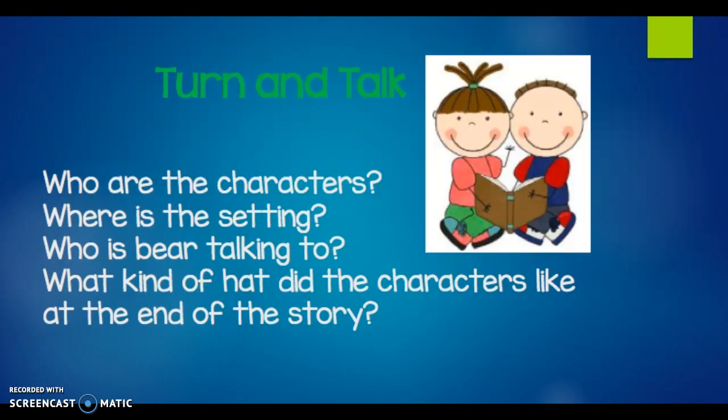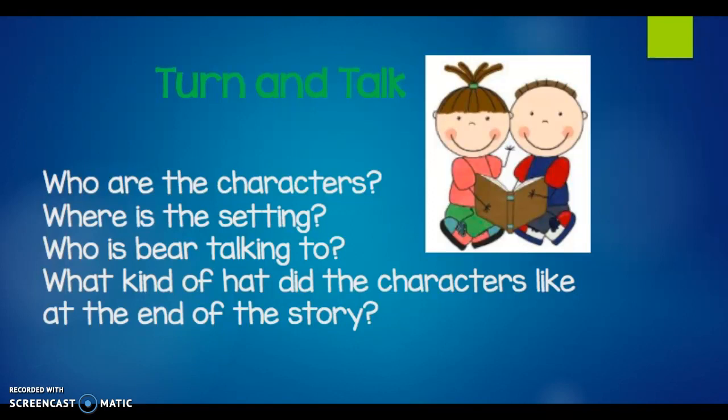Number 2. Where is the setting? Where did the story take place? Turn and tell your partner. Did you say outside in the woods or in a field in the grass? If so, great job looking at the illustrations. Give your partner a high five.